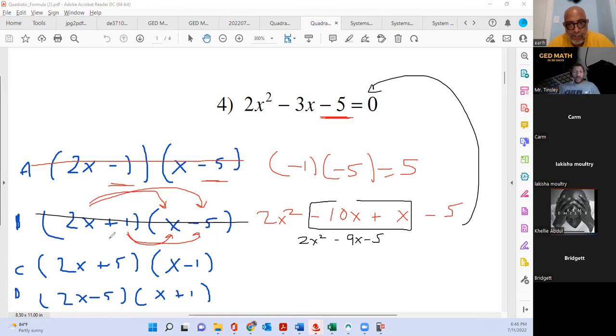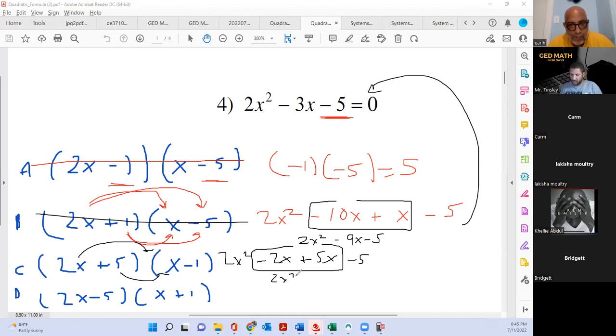Same thing here. Now, you should be able to do these fairly quickly. If you can't, you need to practice enough. So I'm gonna send you a sheet along with your video so you can practice. 2x times x, 2x squared. 2x times -1 is -2x. 5 times x is plus 5x. Plus 5 and -1 is -5. Combine my like terms: 2x squared plus 3x minus 5. Is that what we want? No. We want negative, so it's not C.